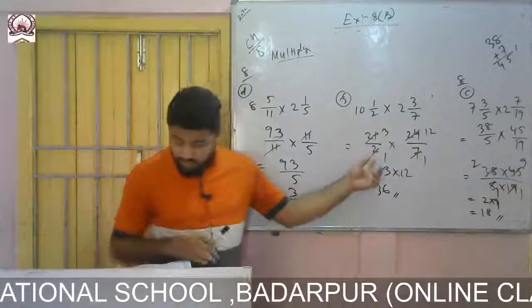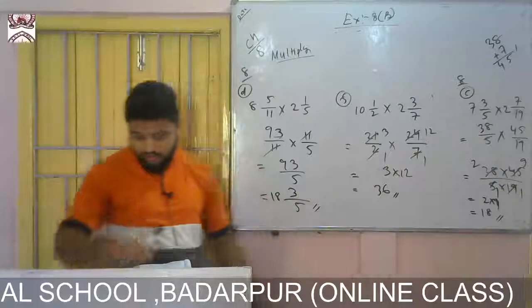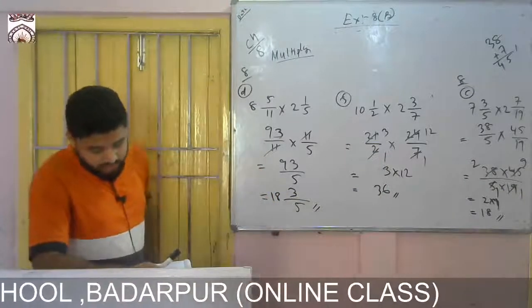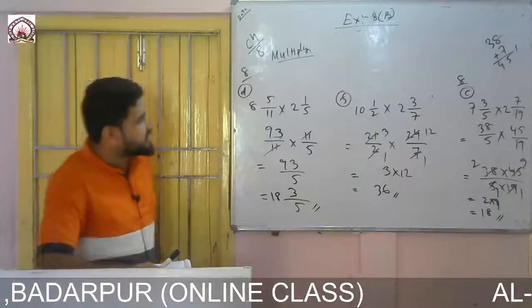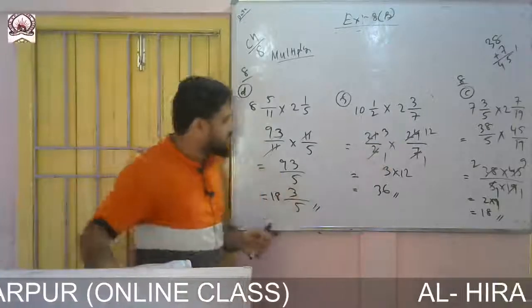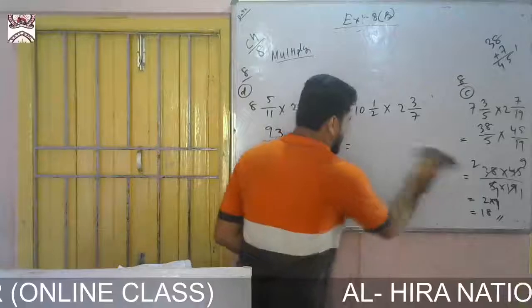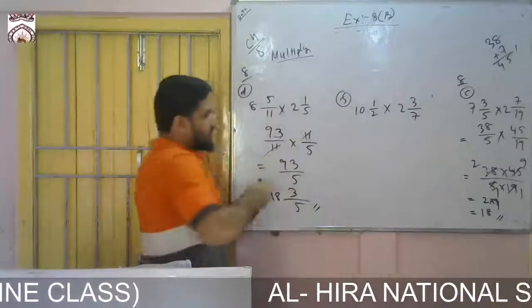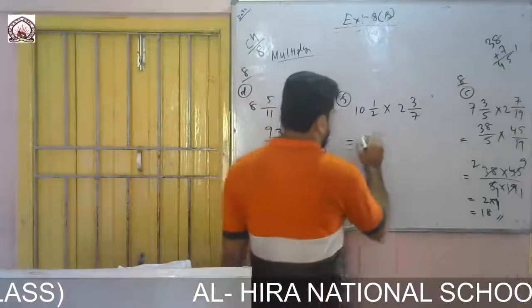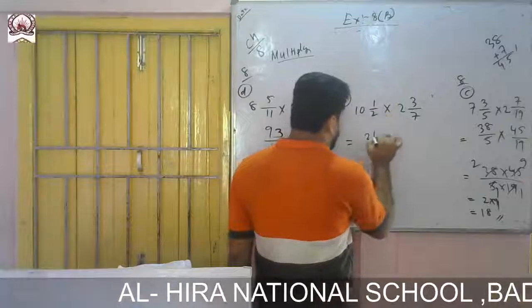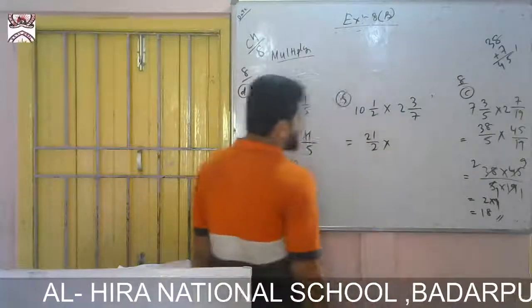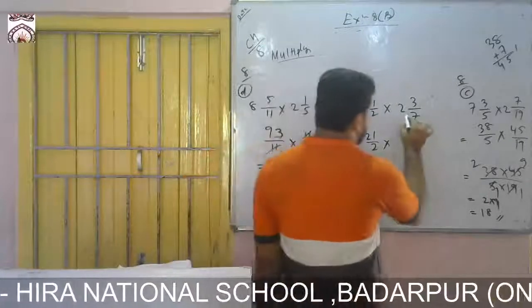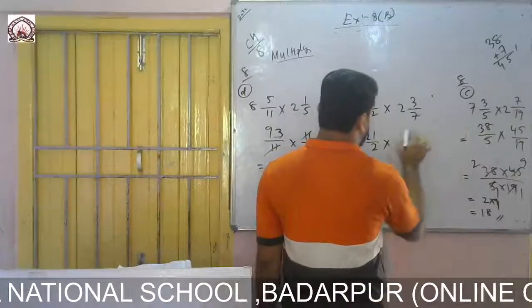21 by 2. Okay. Then 20 and 23 by 7. Yes, wrong. It is wrong. To correct it, okay. So what? 10 to the 20, 21 by 2 into what? 21 by 2 into what? 7 to the 14, 15, 16, 17.